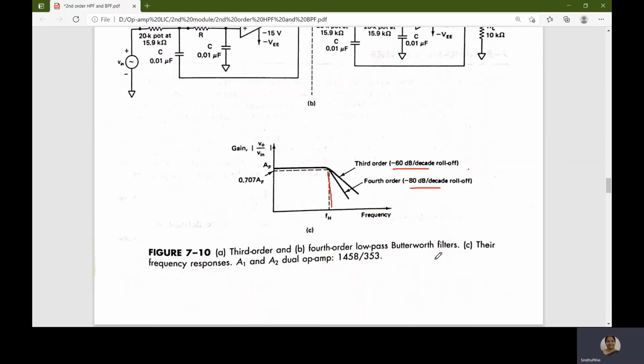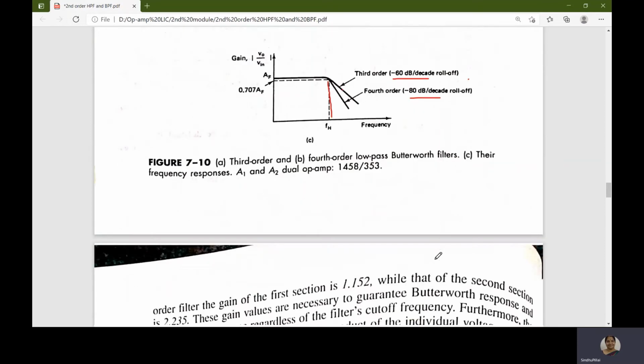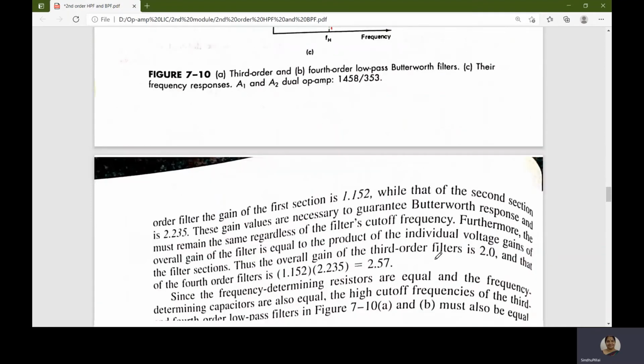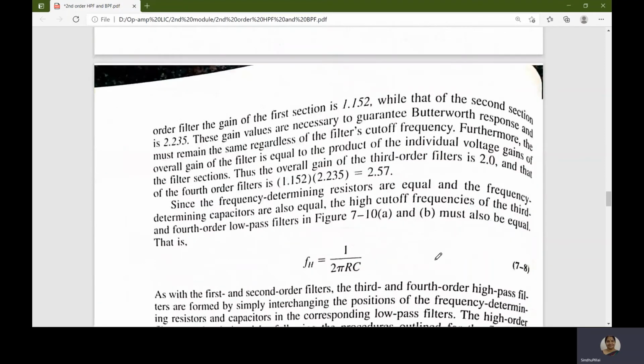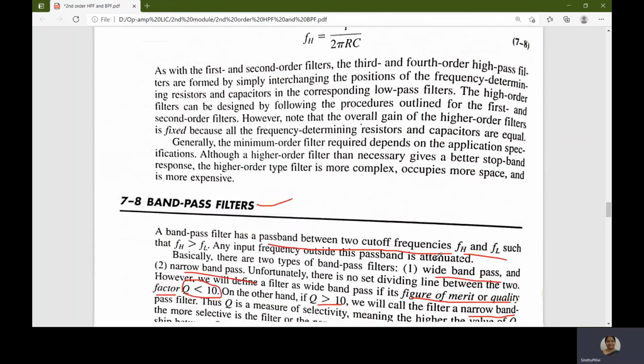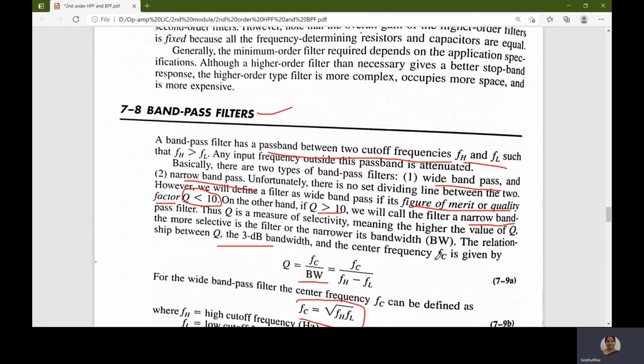Next we'll see what band pass filters are. A band pass filter means a band of frequencies is allowed, that is, the band of frequencies between FL and FH are allowed to pass, and the frequencies which are less than FL and which are greater than FH are not allowed. In band pass filters we have two types, one is the wide band pass and the other is the narrow band pass.